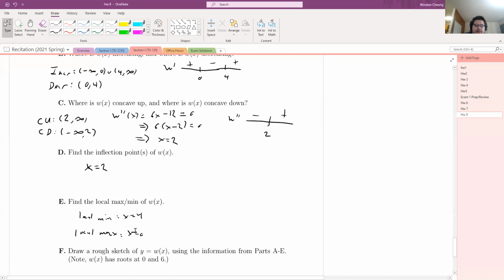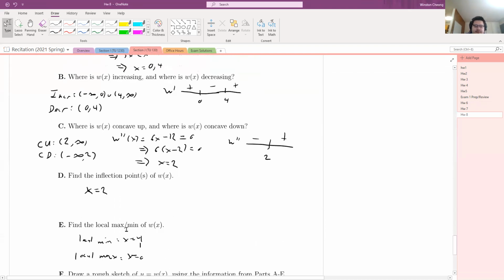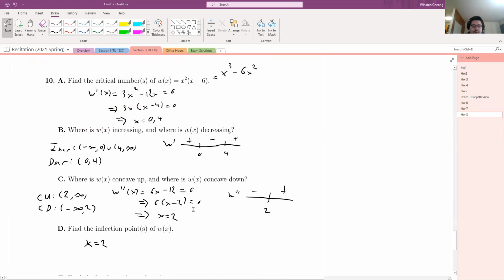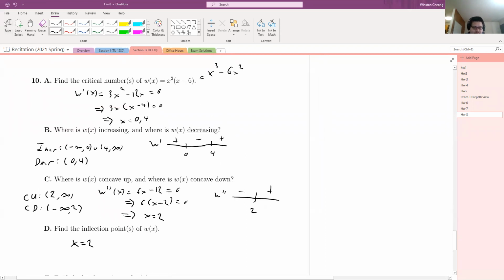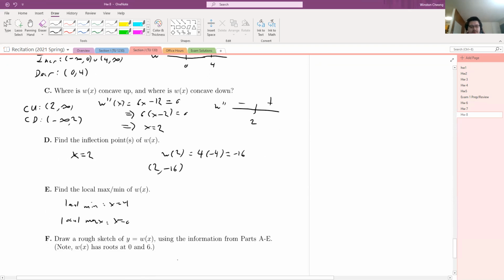Okay. Now, in order to sketch these things, I really want coordinates for the local min and max and for the inflection point. Those are nice points to put on my chart before I sketch the whole thing out. So we're going to need to plug into W. All right, so let's see. First, let's try to plug in 2. So what is W of 2? Well, that's going to be 4 times -4. So we get -16. So we have the point 2 comma -16. Okay, so 2, -16 is the inflection point.